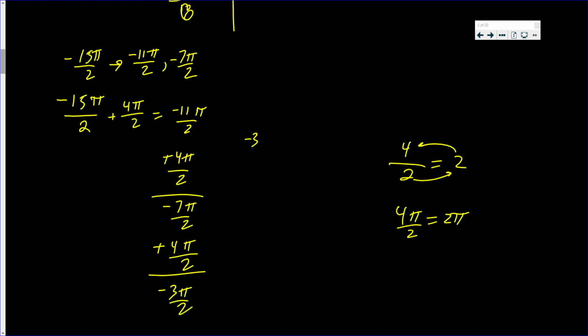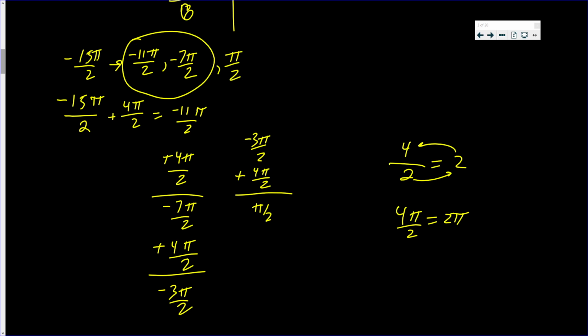Let me just bring that up there. But that's negative, and I don't want another negative. I have my 2 negatives, so I'll add another 2 pi, and I'll get pi over 2. That's good. And then I'll add another 4 pi over 2. 1 pi over 2 plus 4 pi over 2 gives me 5 pi over 2.